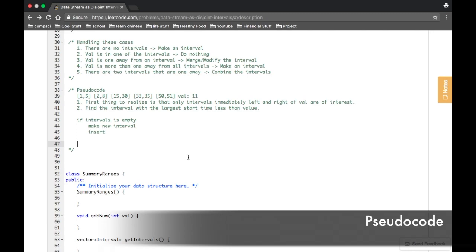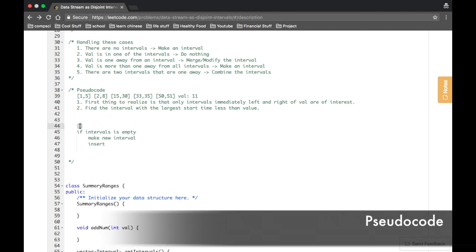The second one is: value is in one of the intervals, right? So how do we figure that out? Well, as I said before, we want to find the interval with the largest start time less than the value, so the interval on the left. And after finding that, all we have to do is see if that interval's end time is greater than the value.